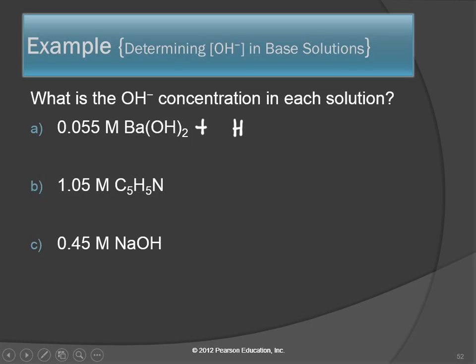Well, actually, I don't need the water. Let's just do it this way. This is going to come apart in water and form a barium ion and how many hydroxide ions? 2. This is Ba(OH)2. There's 2 hydroxide ions. So for every 1 mole of this, we get 2 moles of hydroxide.